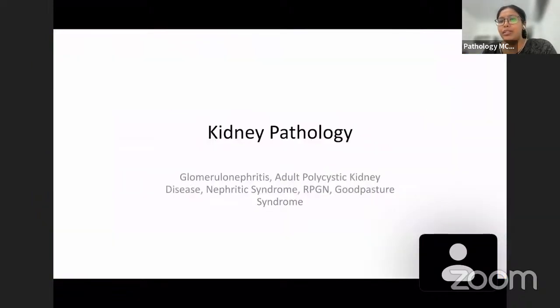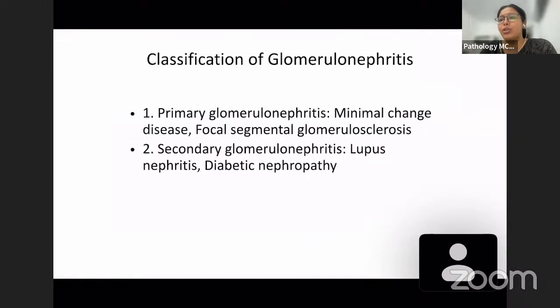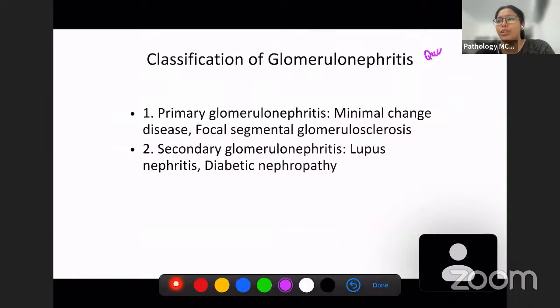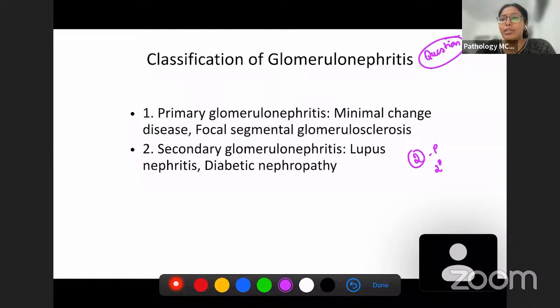Okay, so in this lecture, we're going to discuss kidney pathology. The first question which we're going to discuss here is glomerulonephritis. Glomerulonephritis can be roughly divided into two types: primary glomerulonephritis and secondary glomerulonephritis.